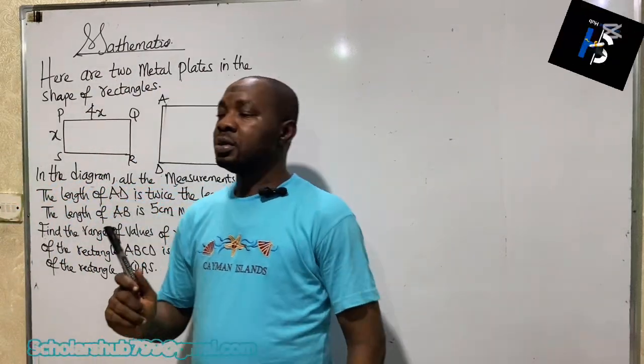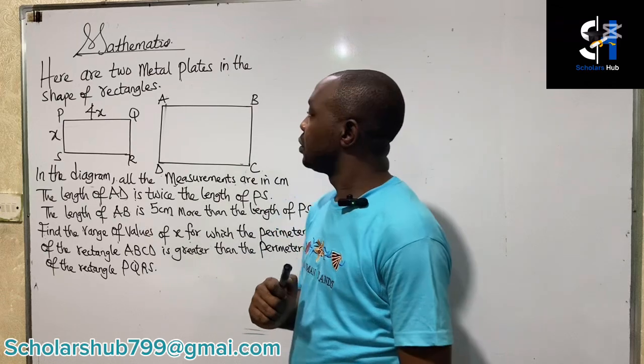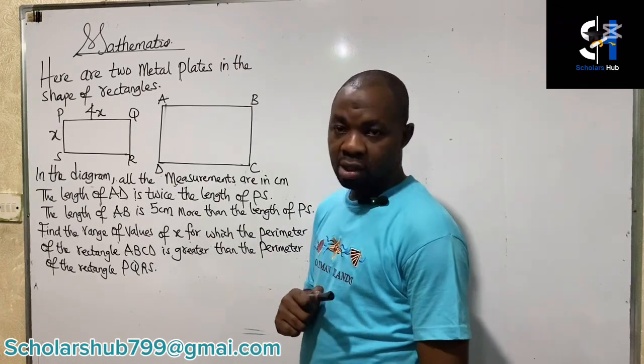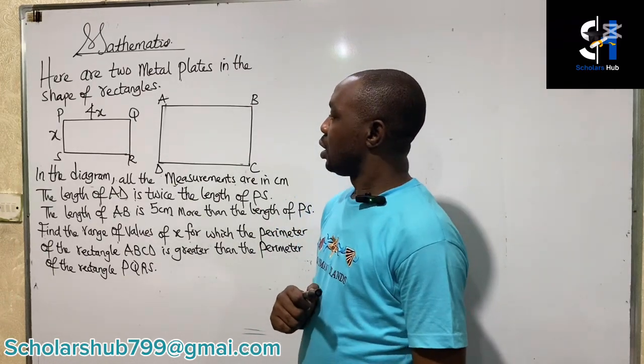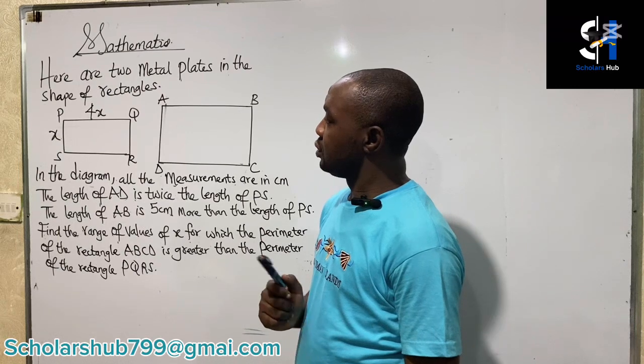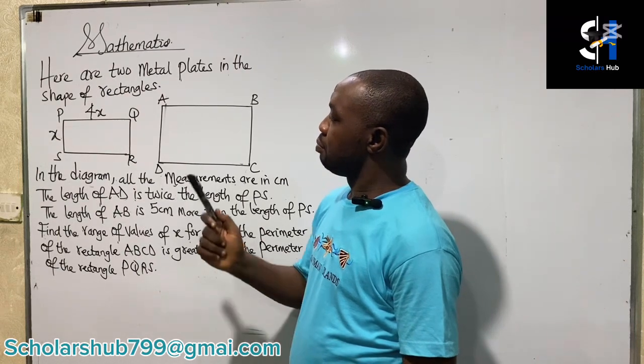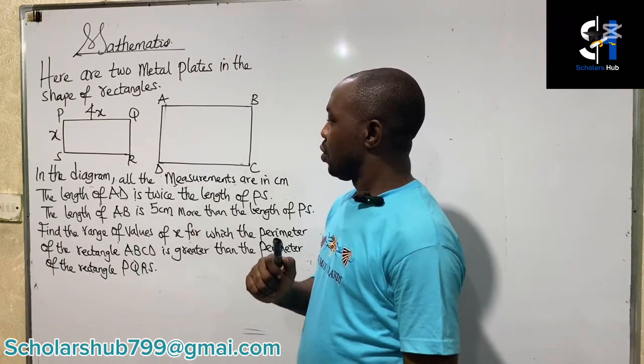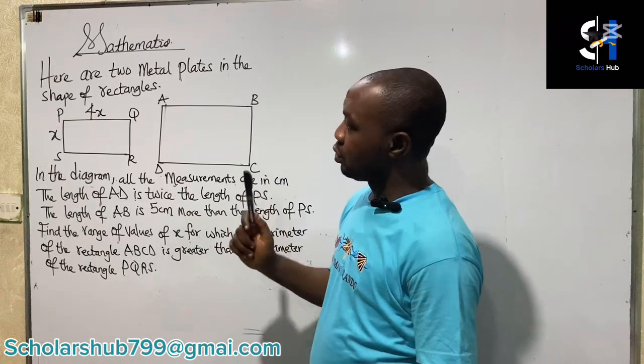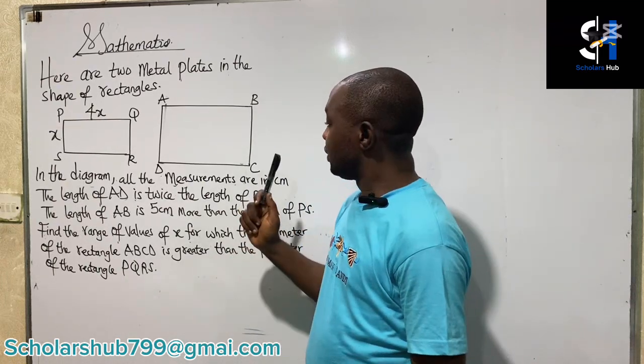All right, so now here we have two rectangles. The first rectangle is labeled PQRS, and the second rectangle is labeled ABCD.